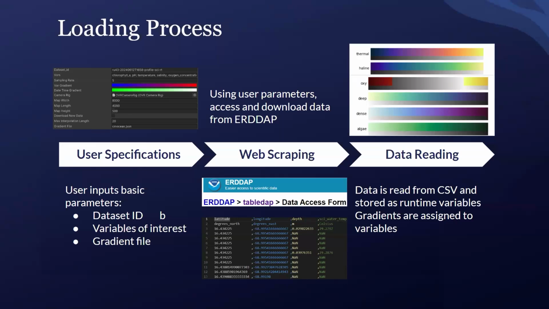So for a quick overview of our loading process, the first step is to choose the basic parameters. This would be like a basic search engine. You put in the dataset ID, you put in the variables of interest, and you put in the gradient file. Once all this is done, you run the program, and using these parameters, our application goes to the ERDDAP API and pulls the necessary data. As you can see here, it is downloaded as a CSV file with all the necessary components. After that, we read the data into runtime variables, and then the gradients are also read in, and they're assigned to each of the variables, as you can see up here.